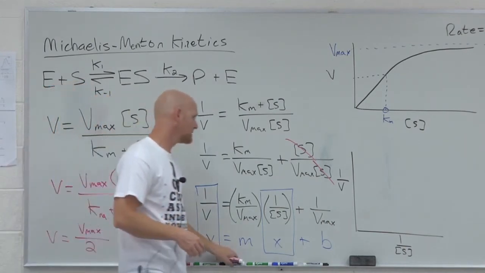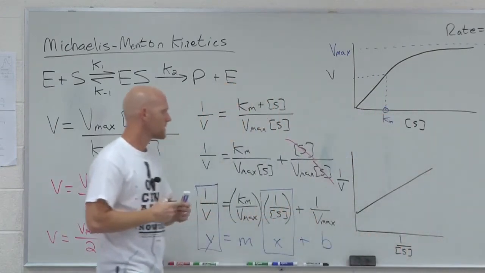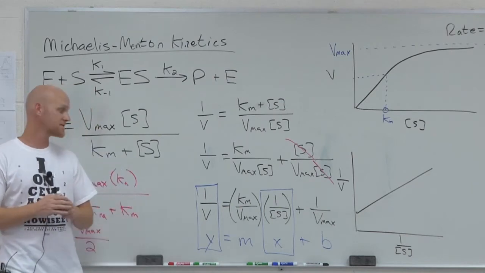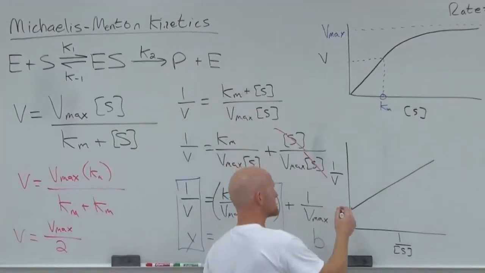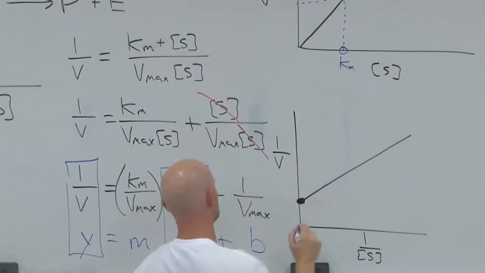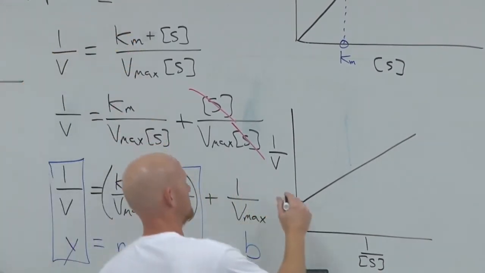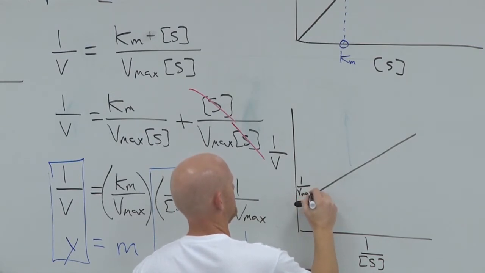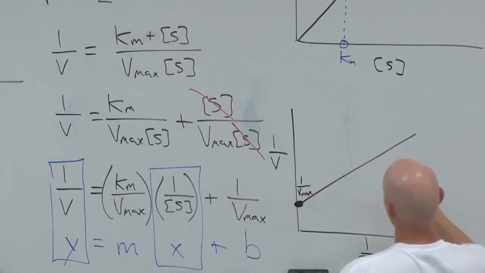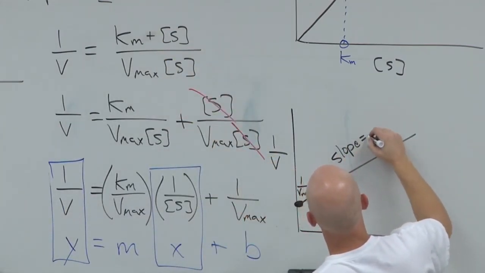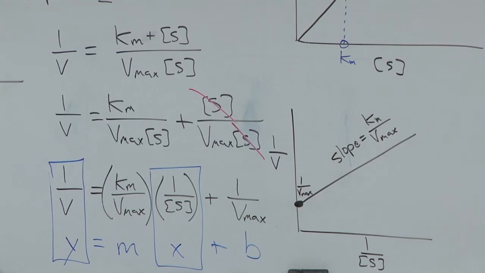So if we look at this graph now, plotting 1 over v versus 1 over s, it indeed gives us a straight line. A couple of noteworthy things: this point right here is your y-intercept, and that's the point that equals 1 over Vmax. The slope of this graph is equal to Km over Vmax.